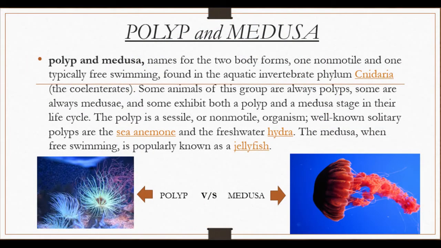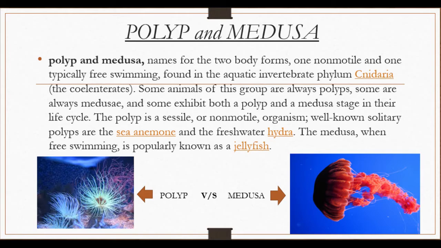Now next is, what is a polyp and what is a medusa? Polyp and medusa are names for the two body forms, one non-motile and one typically free swimming. The polyps are non-motile, they are sessile, but the medusas are free swimming. They are found in aquatic invertebrates. Some animals of this group are always polyp, some are always medusa. In some cases, they exhibit both polyp and medusa stages.